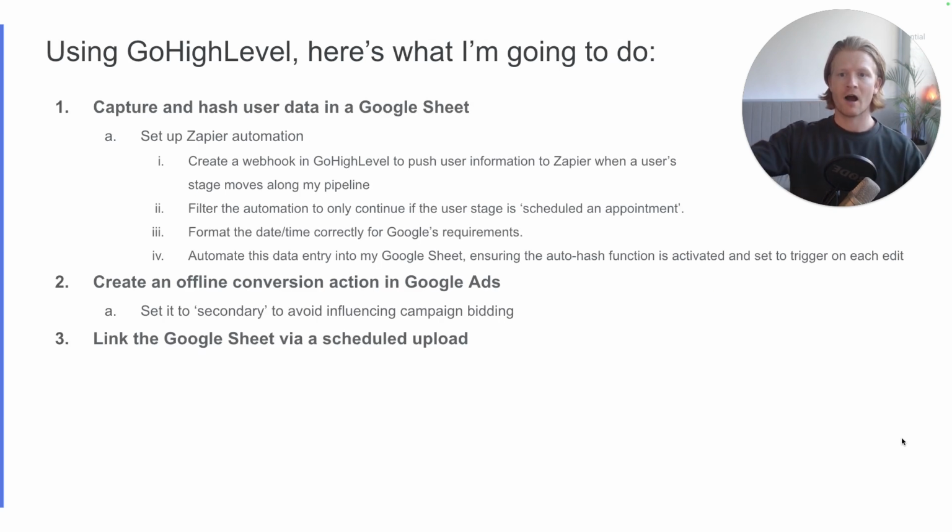So I'm going to run you through an example using Go High Level. So let's go from the top. We're going to start by capturing and hashing user data in a Google Sheet. Then we're going to create an offline conversion action in Google Ads and make sure that it's uploading every single day. So the first part of capturing and hashing that user data is to set up an automation using Zapier.